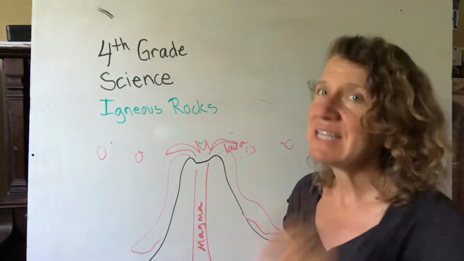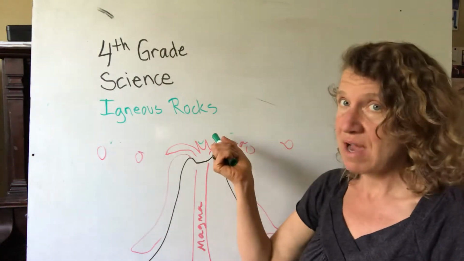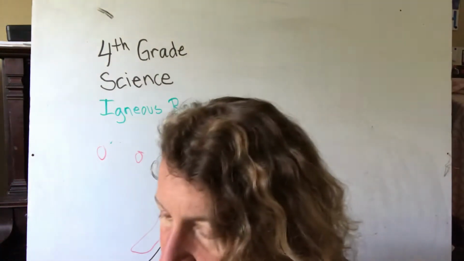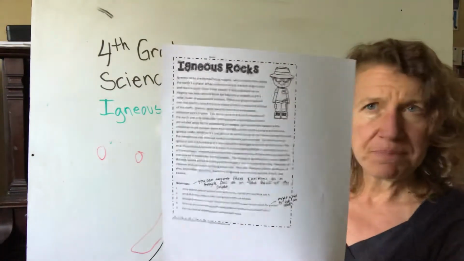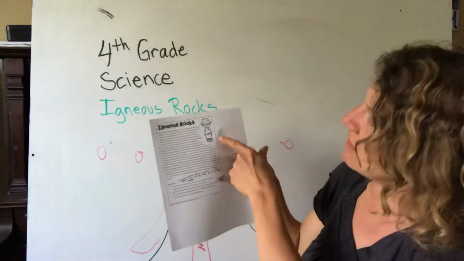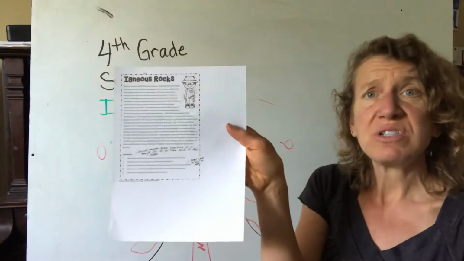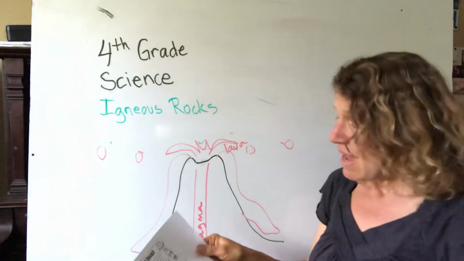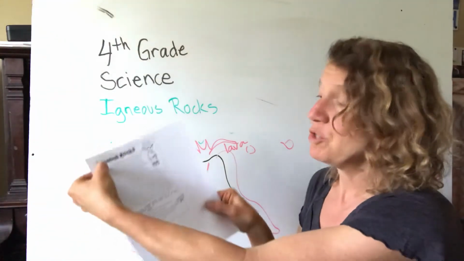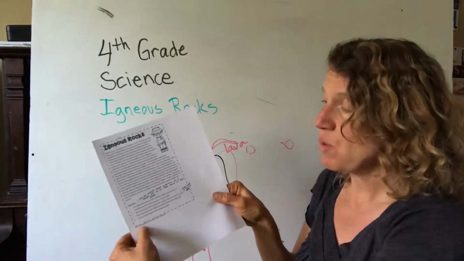All right, we're continuing our discussion about igneous rocks, fourth graders. This time, we're going to do this sheet right here, where you've got the little guy that's kind of dressed like a geologist, like he's studying rocks. And we're going to read the passage, and then there's some questions.